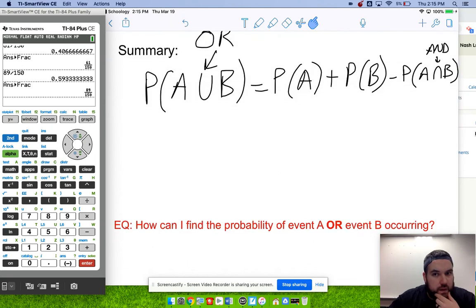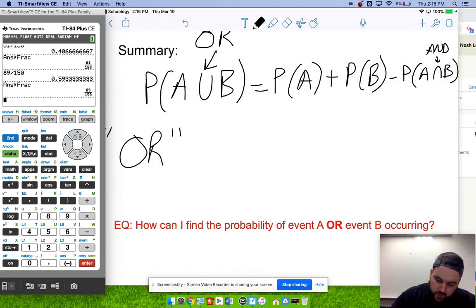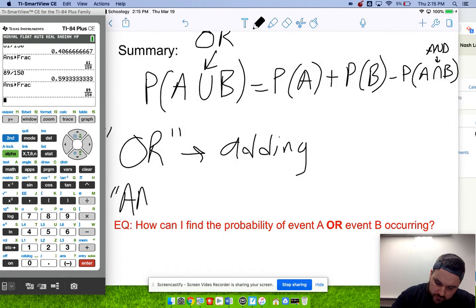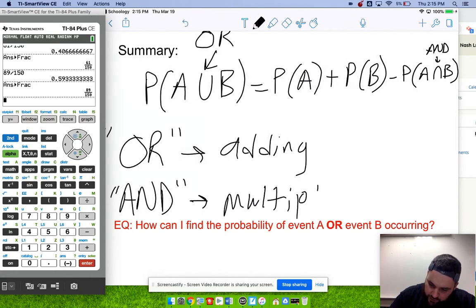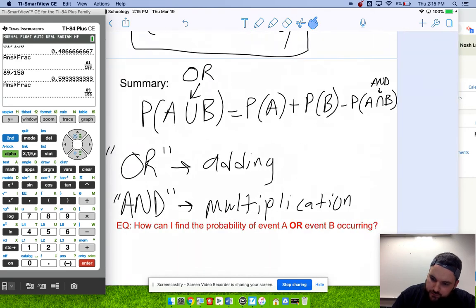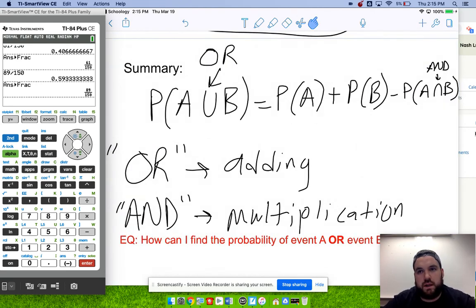Then what else did I want to make sure we touched on? Yeah. In general, if you see the word or, now this isn't always, you're going to be adding numbers together. And if you see the word and, again, this is a generalization, that lends itself to multiplication. Not all the time, but it's just something that we want to keep in the back of our brains.